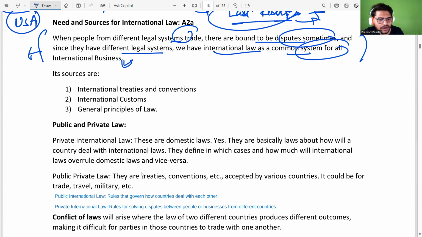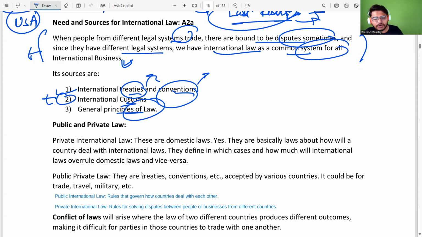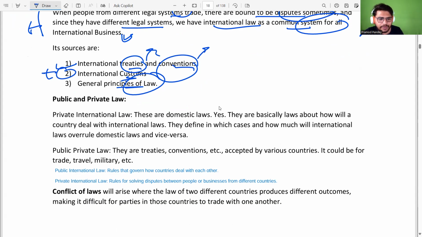So what sources are there? The international treaties and conventions, the shared rules, international customs, what is happening in the international market, and then we will look at the general principles. Those are the two things other than the public and private law.